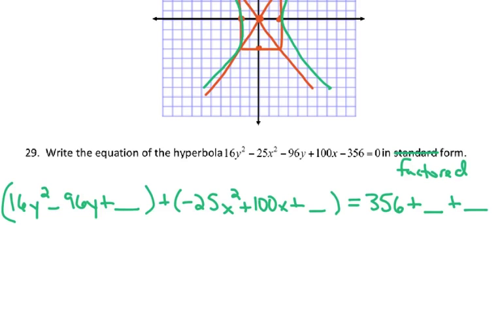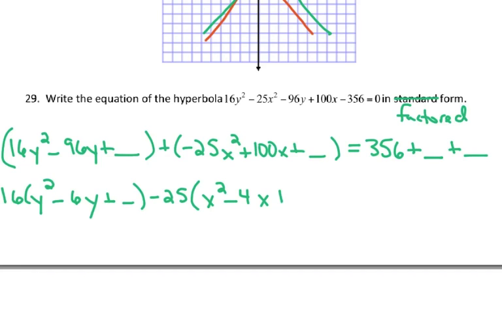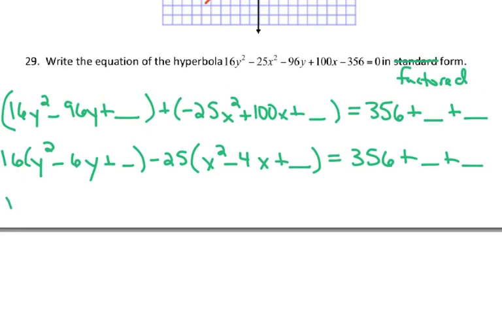But before I can complete the square, I need to make the leading coefficient of each parentheses 1. So I'm going to factor 16 out of the first parentheses, and I'm going to get y squared plus 6y plus blank. The second parentheses, we're going to factor out negative 25. That means you're going to divide both of those numbers by negative 25. So I'm going to get x squared minus 4x plus blank. Now we're ready to complete the square.